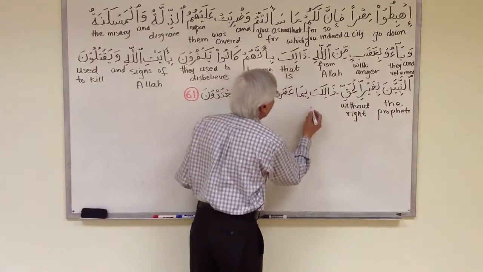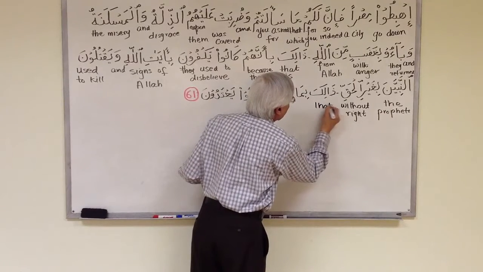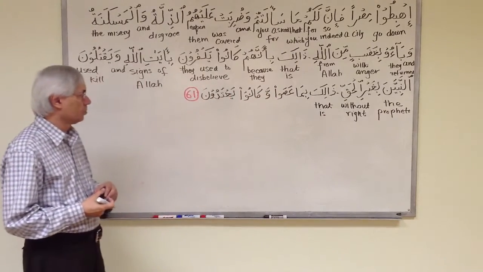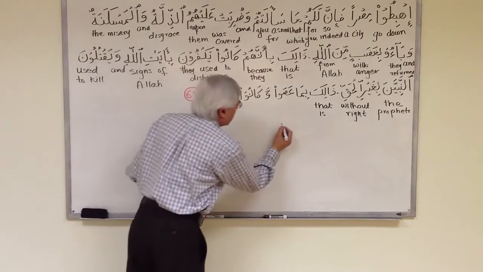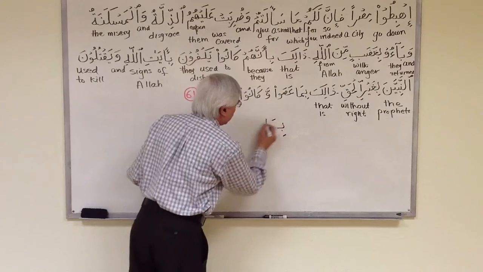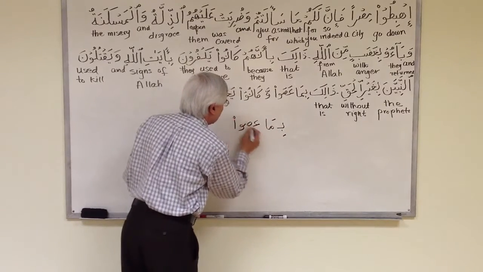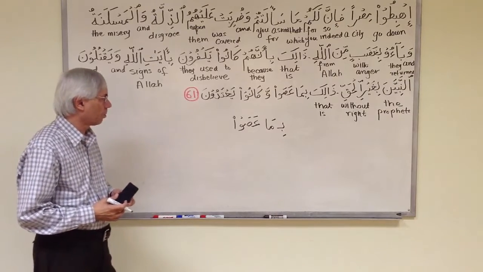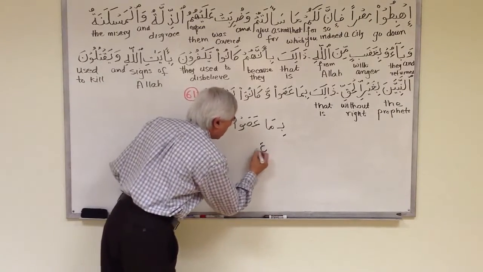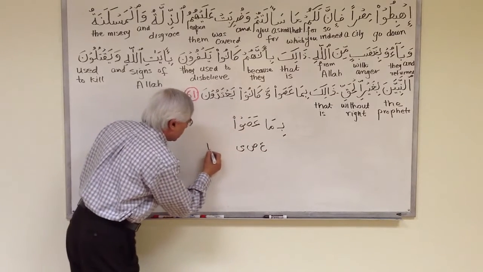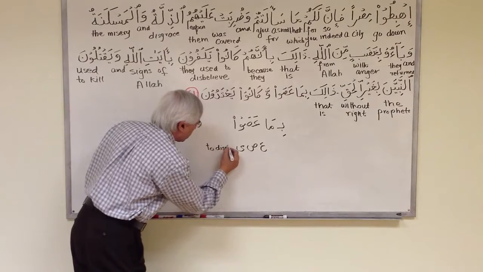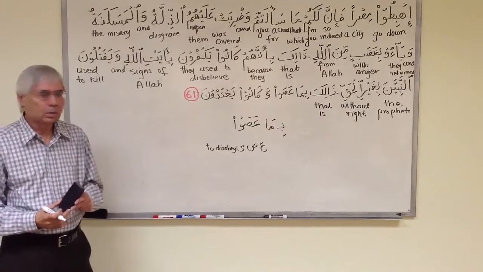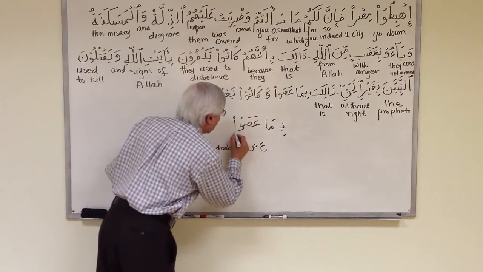Again, dalika is the same word. Okay. Then the word is bima asau. Asau is from these three letters. This means to disobey. So asau means they disobey.